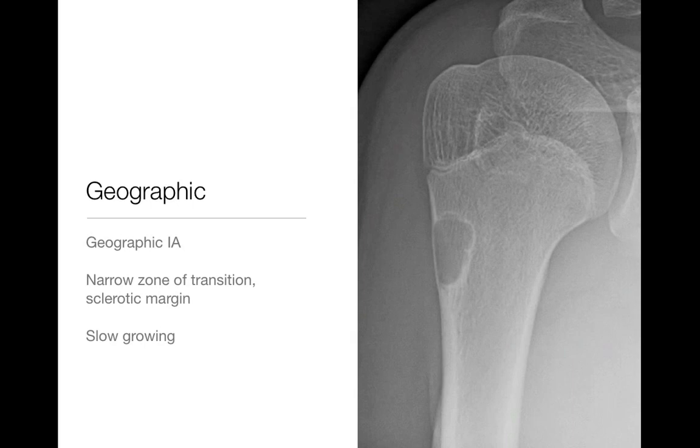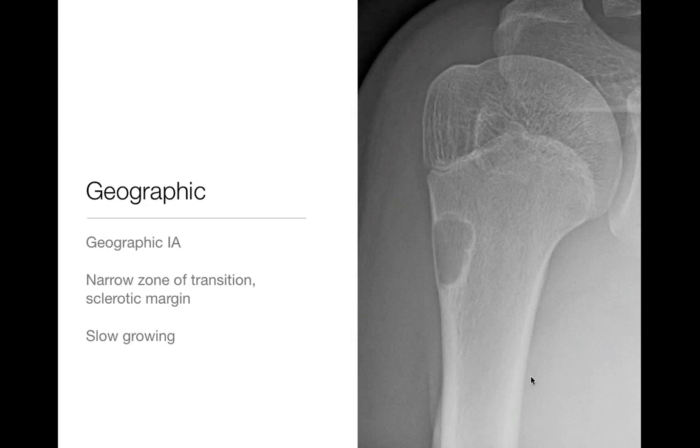So geographic 1A is going to have a narrow zone of transition, which means we can take a nice sharp marker and draw a line around it and say, this is where the lesion is, and we've defined where it is. So a narrow zone of transition, and geographic 1A lesions are going to have a sclerotic border. And that basically says that this lesion is growing so slowly that the bone adjacent to it has time to remodel and put the sclerotic border around it. So it's a very slow growing lesion, a benign lesion.